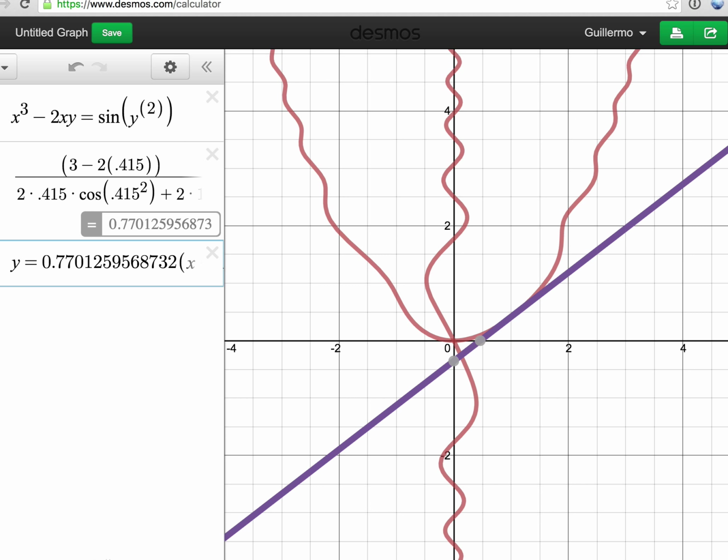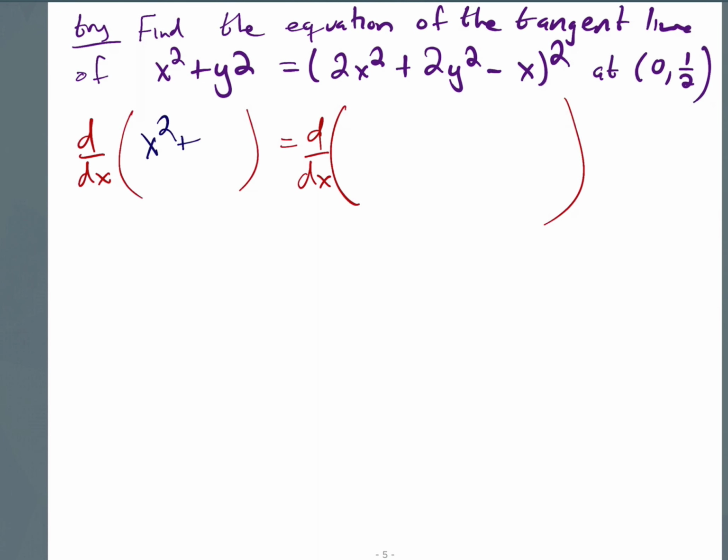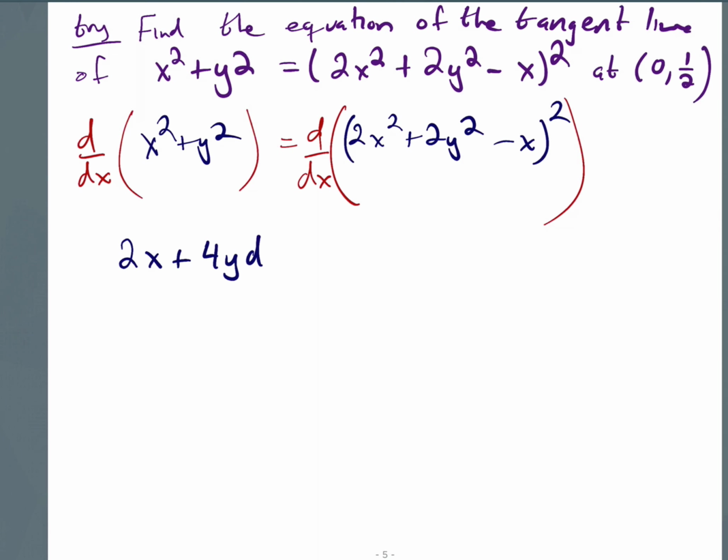Okay, I'm going to give you guys one to try. You guys ready? So here you guys got the derivative, right? Of all this stuff. Well, this right here is just what we did, the derivative of this. So on the left side, this is 2x plus 4y dy over dx, right?